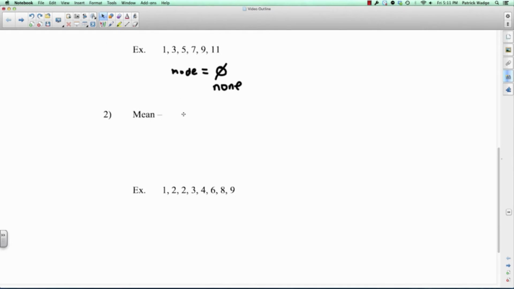Okay, the second one. Mean is the second one we're interested in, and the mean is what we usually call average.